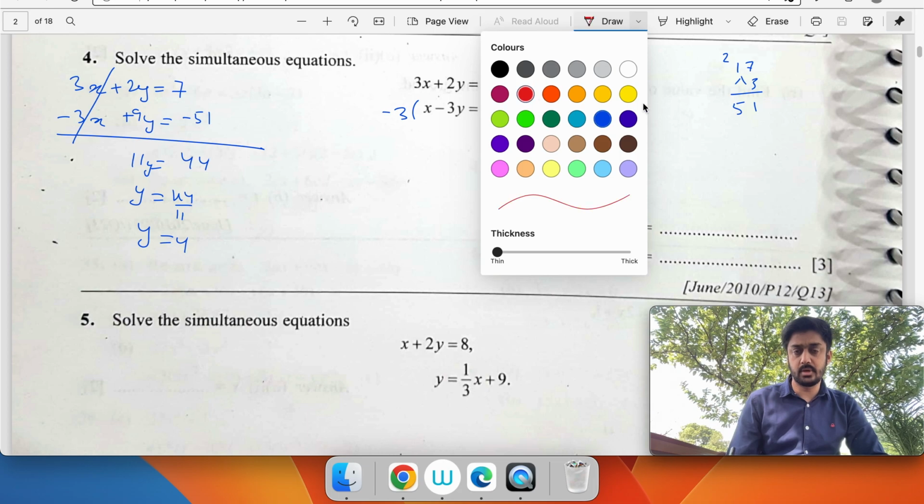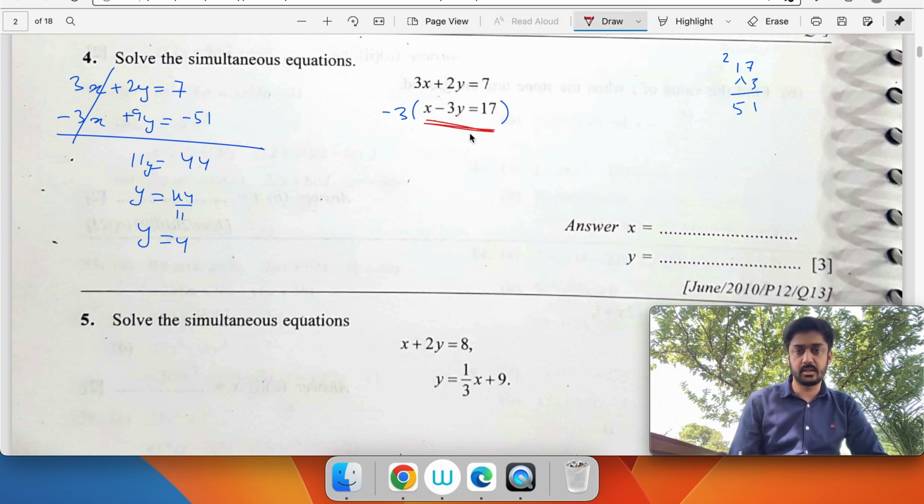Now choose any of the equations to solve for x. I'm finding this a bit easy: x is equal to 17 plus 3y. So 17 plus 3 into 4 is 17 plus 12, which is 29. So x is 29 and y is 4.